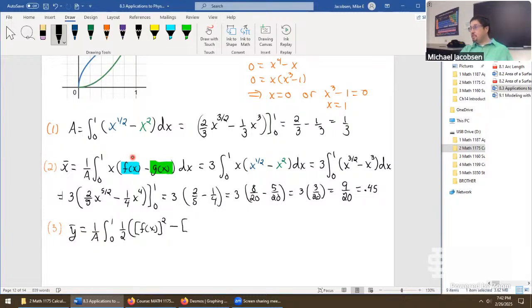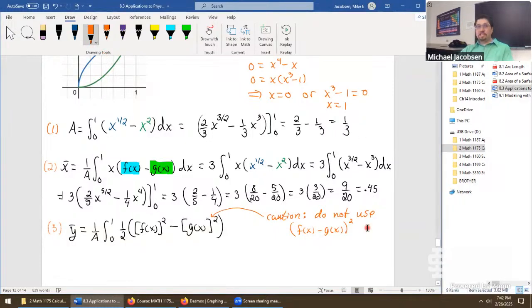If there's 2 functions, you square the second function like this. But what we don't do is go like this. Let's put in the warning or a caution. Do not use f of x minus g of x squared. That's a totally different function. It has 3 terms. This is highly specific from the derivation. It's the square of the first function, then the square of the second function. Kind of strange in a way. Oh, I actually want that arrow there.